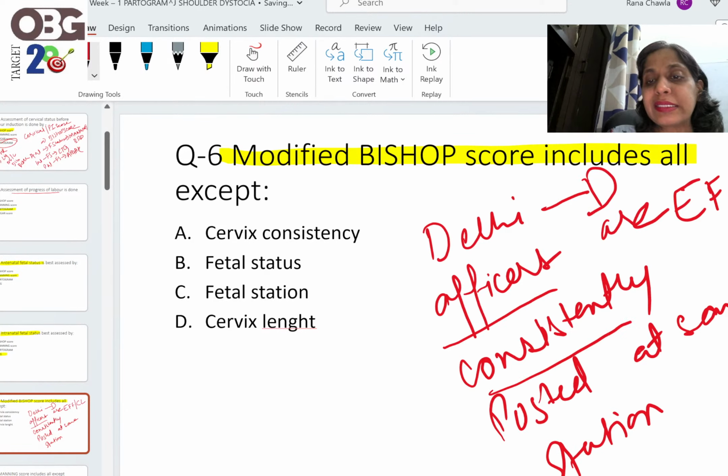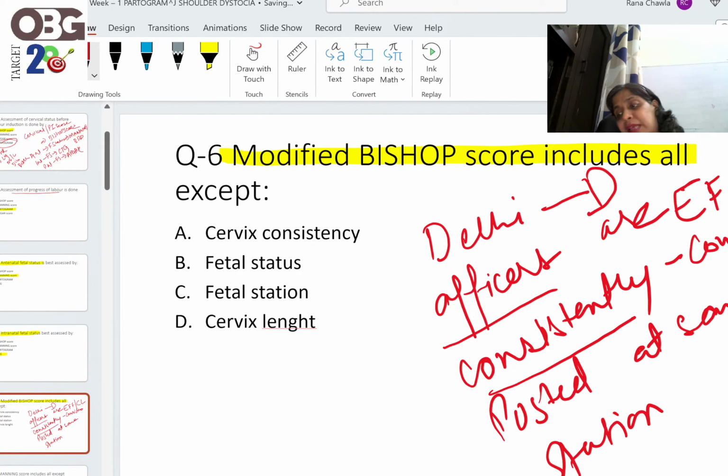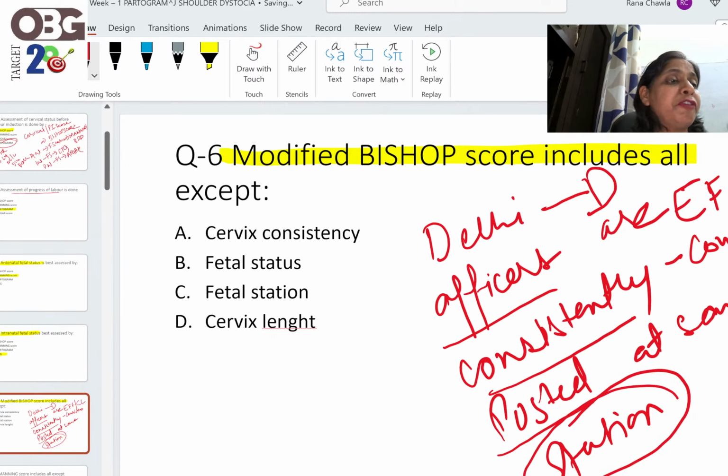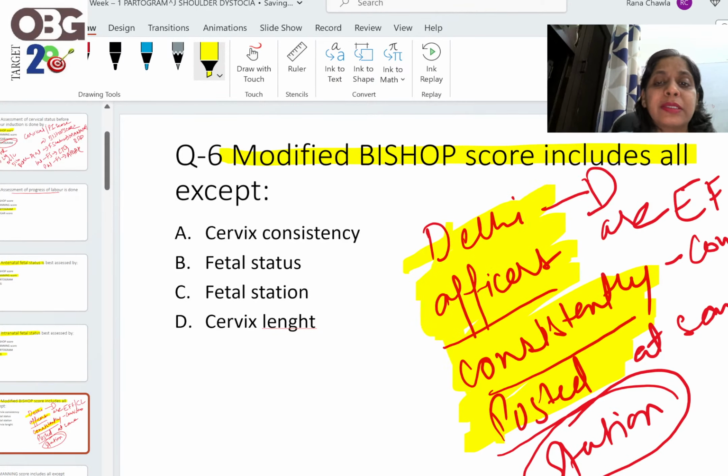Okay, and consistently means cervix consistency, whether it is soft, medium, or hard in consistency. Posted means position. The cervix is posterior, then there is less chance of labor progress. If it is midline, then high chances. If it is anterior, then again high chances. And this station is fetus station. These first 4 points are the points of cervix. Only one thing of fetus is there, fetus station.